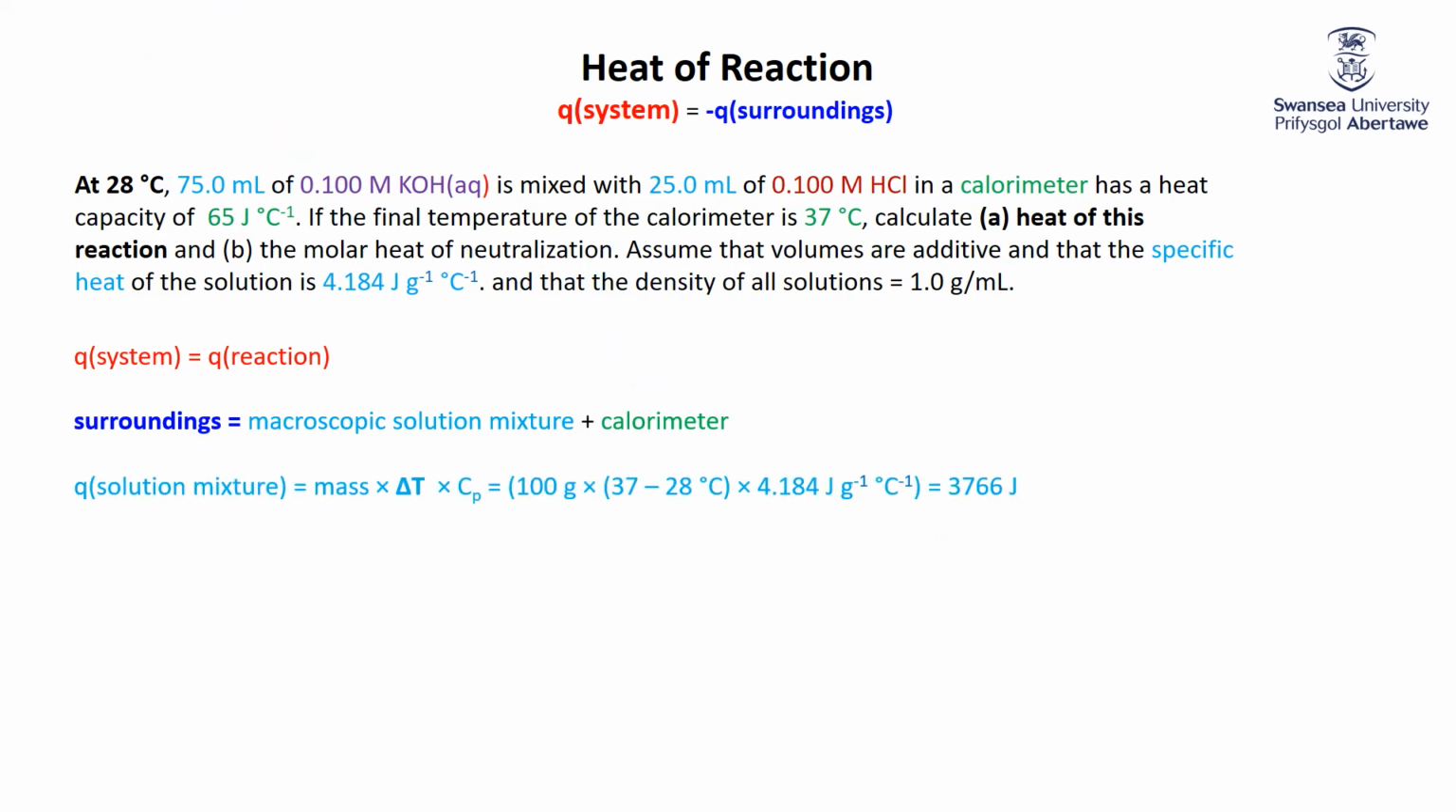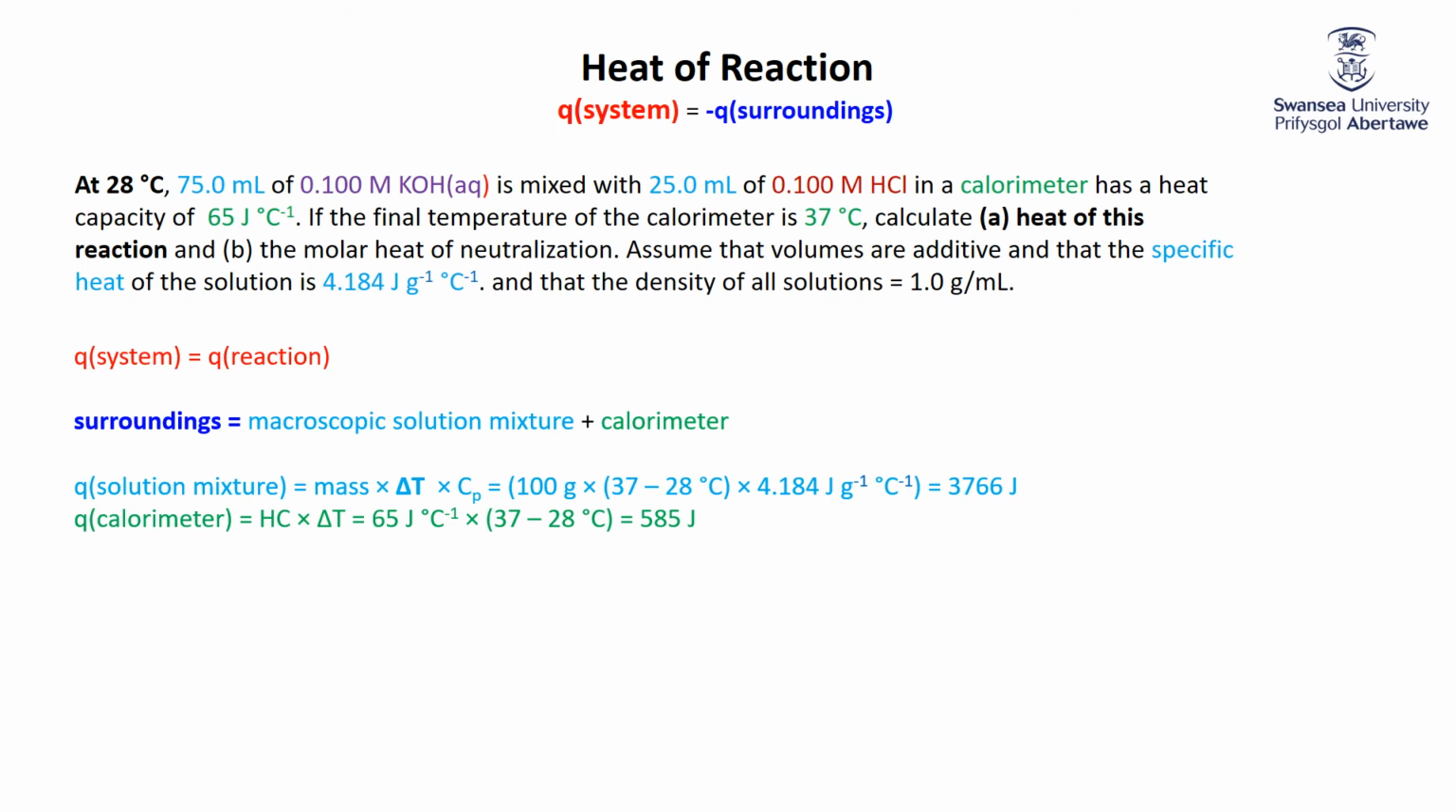So let's think of the solution mixture. We have 75 mL plus 25 mL. Volumes are additive, so that means we have 100 mL. Density is 1, so 100 mL is 100 grams. Temperature change: it ends at 37 and starts at 28, so 37 minus 28. And of course this is water that we're heating up, 4.184 joules per gram per degree Celsius. So as far as the water is concerned, the heat produced is 3,766 joules.